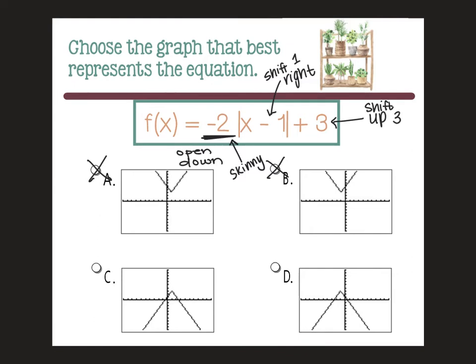So we're going to use that information to look at C and D and figure out which one would be the correct answer. So you're starting at 0, 0. This should go right 1, up 3. So it seems like it's going to be this one. If you look at D, it goes to the left, so it can't be D.